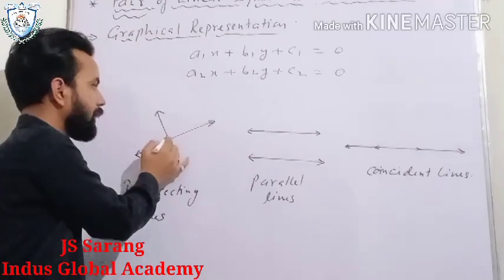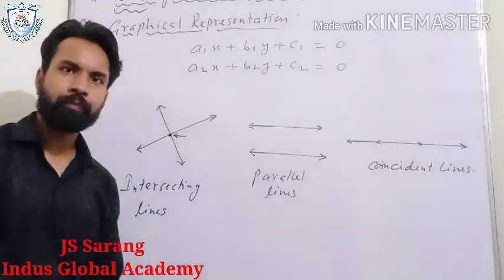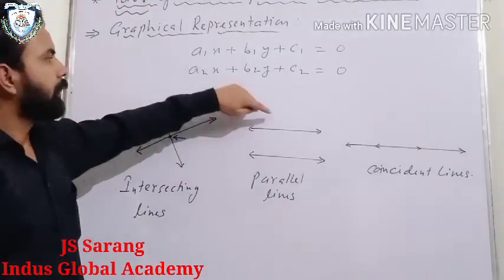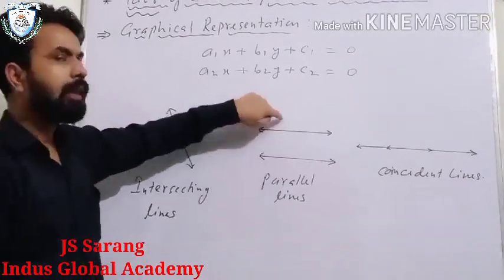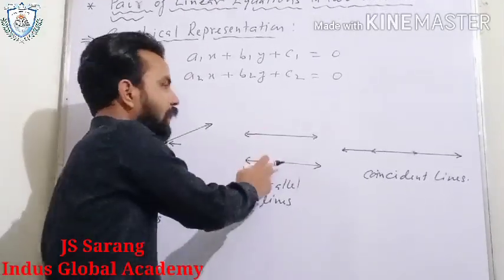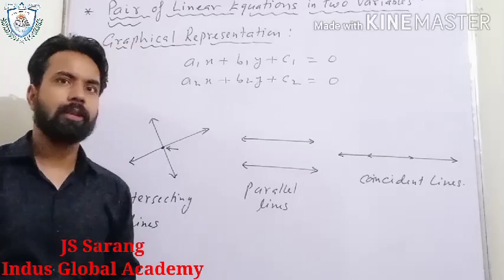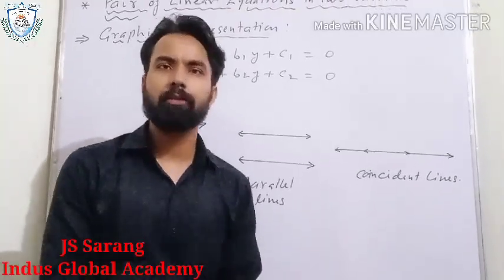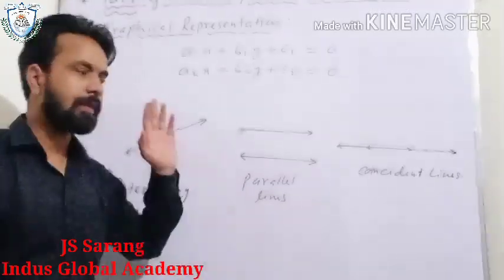Do these two lines intersect at this point or not? So these lines are known as intersecting lines. Here, these two lines will never intersect each other, and we know that those lines which never intersect each other are known as parallel lines.